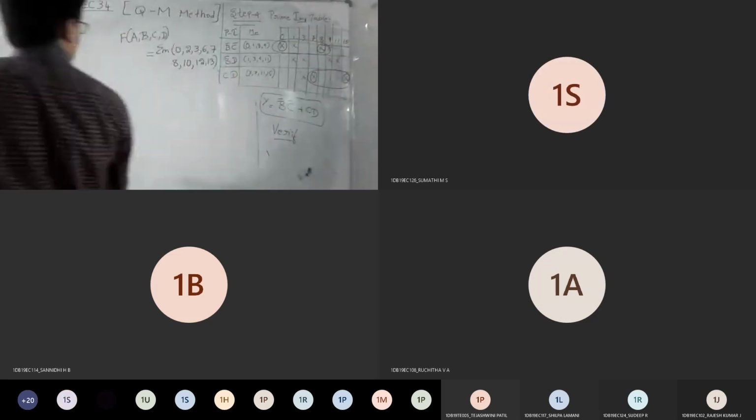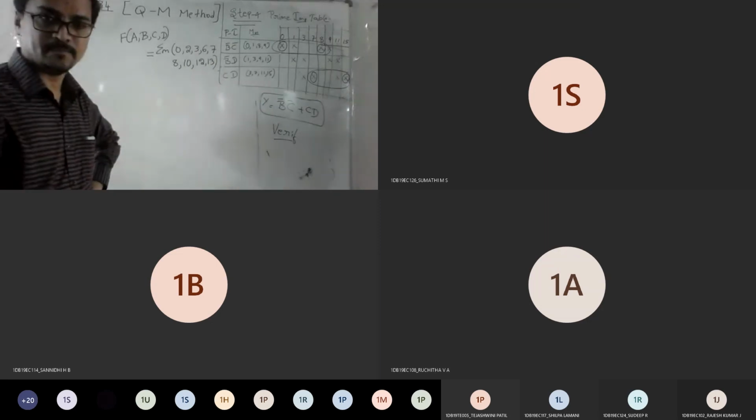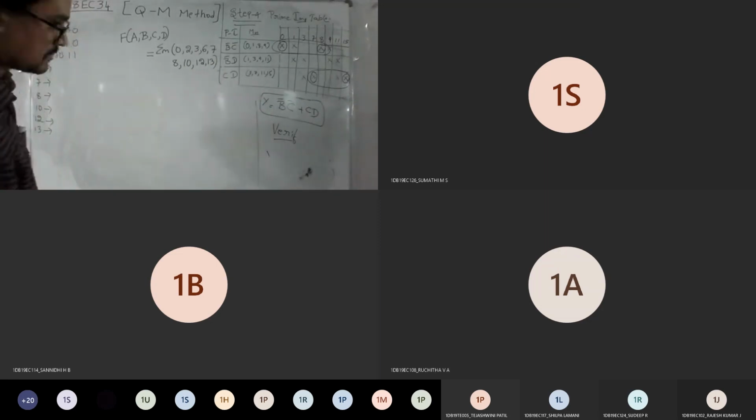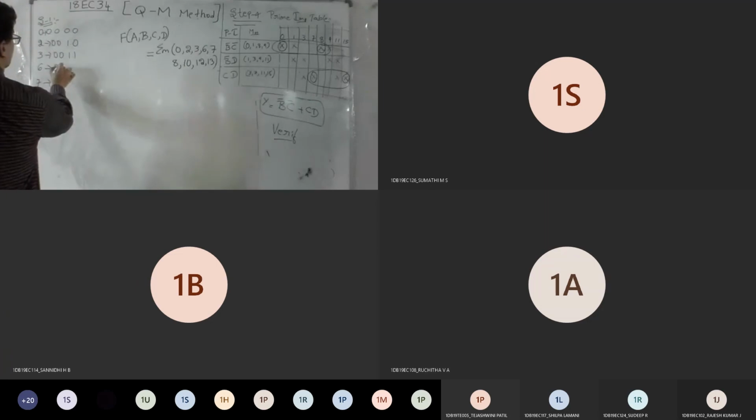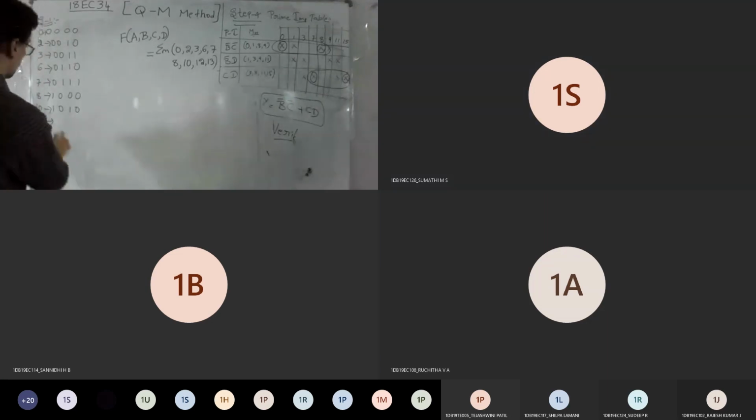Fill the table: 7, 6, then 8, 10, 12, 13. So this is what they've given. What is the binary equivalent of 6? 0 1 1 0. 7 is 0 1 1 1. 8 is 1 0 0 0. 10 is 1 0 1 0. What about 12 now? No, 10 is over. 12.